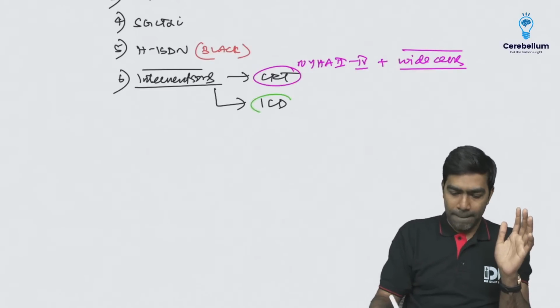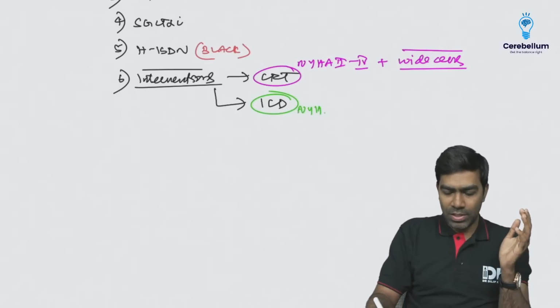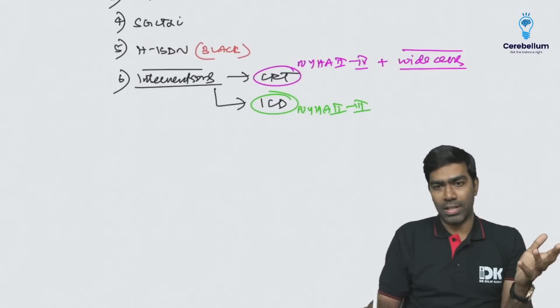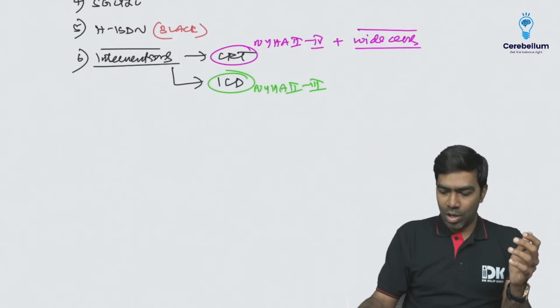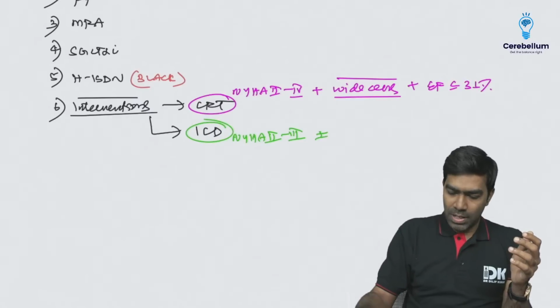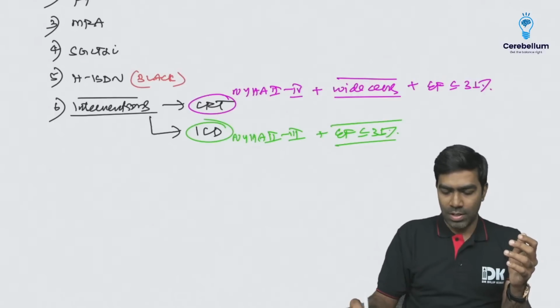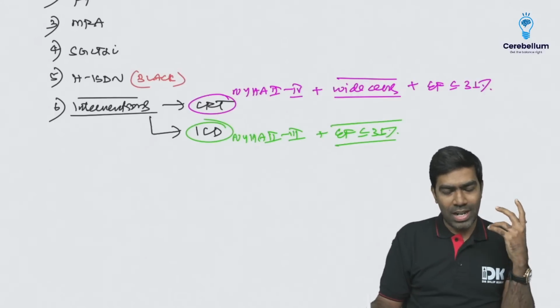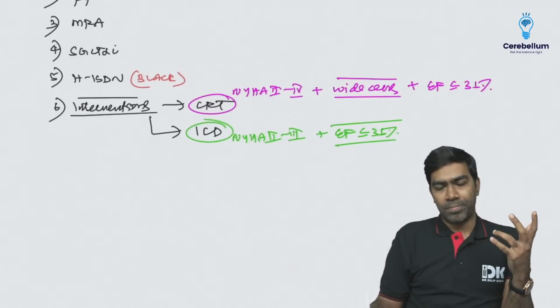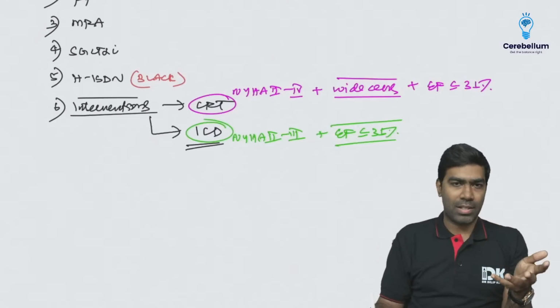What about ICD? ICD will be indicated in patients with NYHA class 2-3. Okay, NYHA class 2-3, not NYHA class 4 though, because of various reasons. And of course, all of these patients should have an ejection fraction of less than or equal to 35%. This is for primary prevention. So because the usual reason for death in patients with heart failure is ventricular arrhythmias, and that can be prevented with ICD.